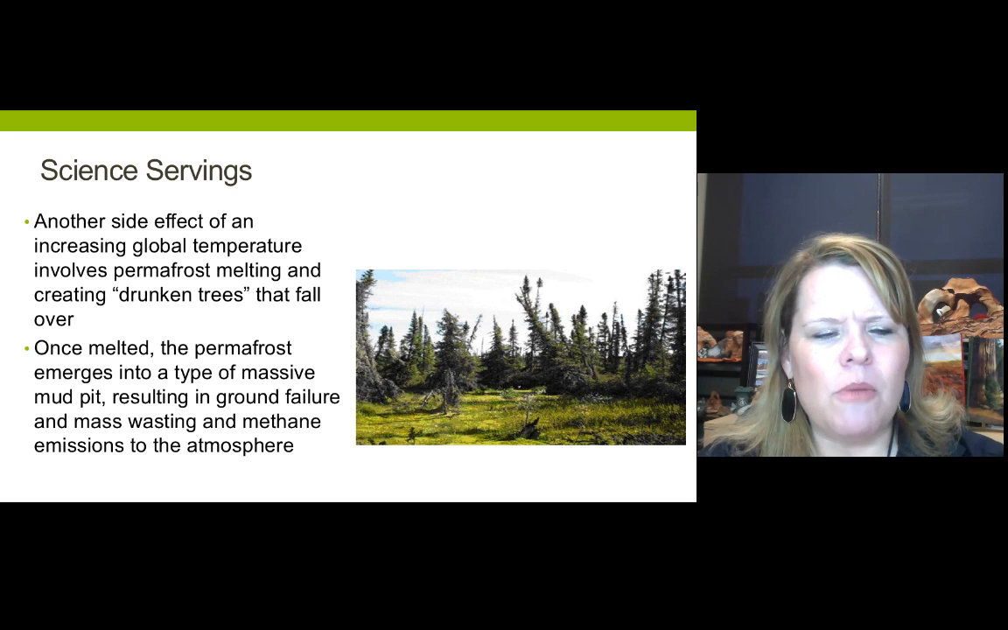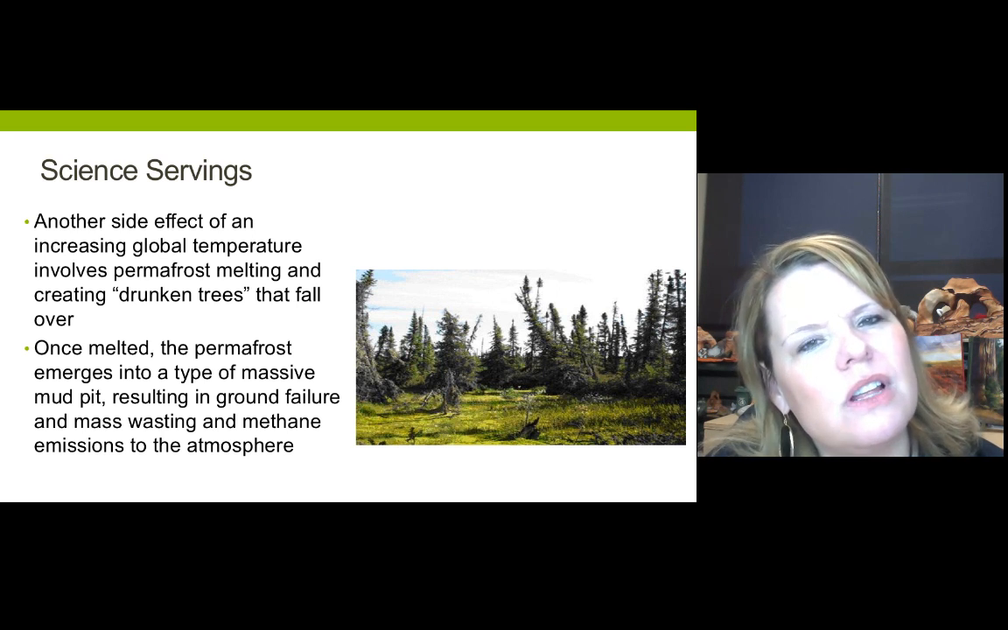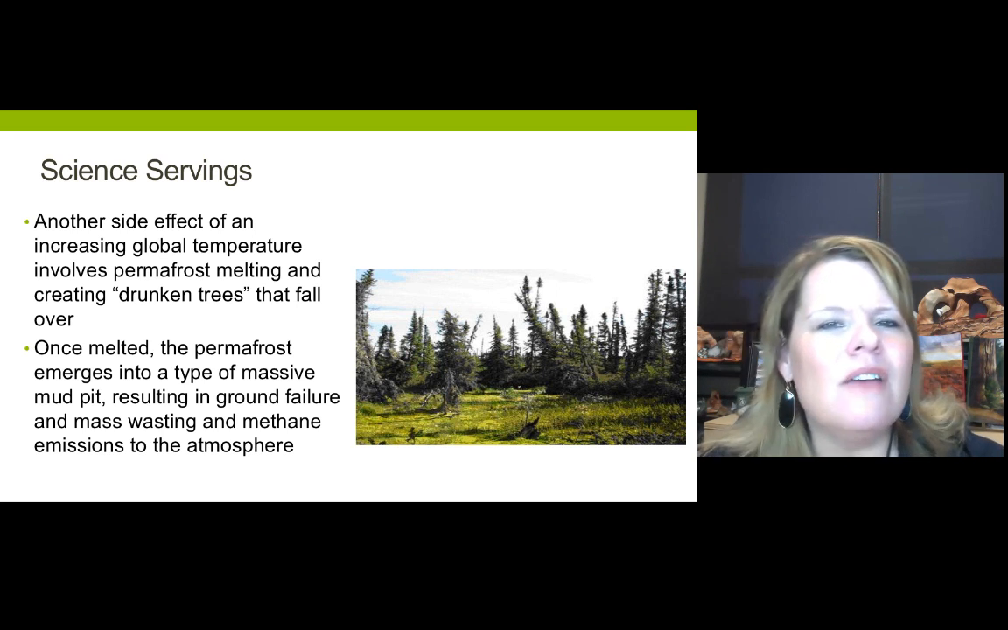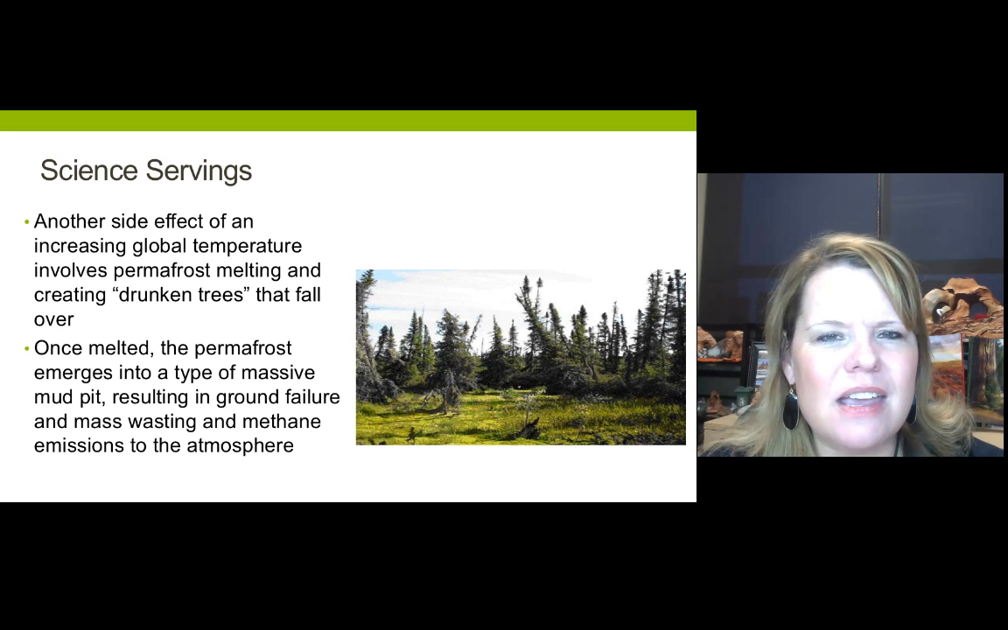So as permafrost emerges into a type of massive mud pit, resulting in ground failure and mass wasting, unfortunately, not just for the trees, for our climate, methane emissions are released to the atmosphere. Going back to the PETM, the methane clathrates, are you seeing a pattern here?